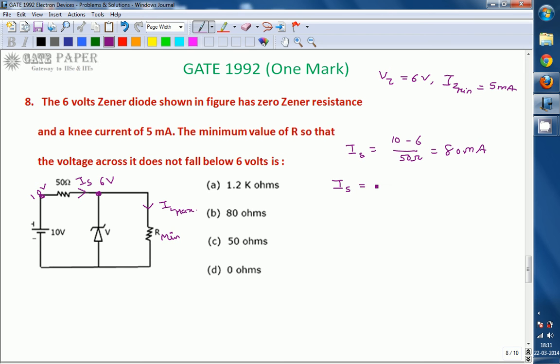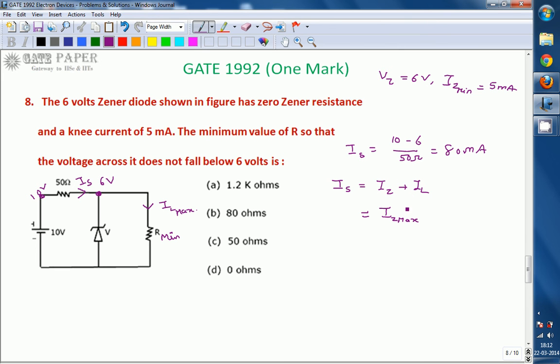Normally we can write it as Iz plus IL, but as the load changes, the Zener current can also range from Iz minimum to Iz maximum, and IL can range between IL minimum and IL maximum based on the load, so we can write different equations like this. Remember that Is is going to be constant because the input source is constant at 10 volts.